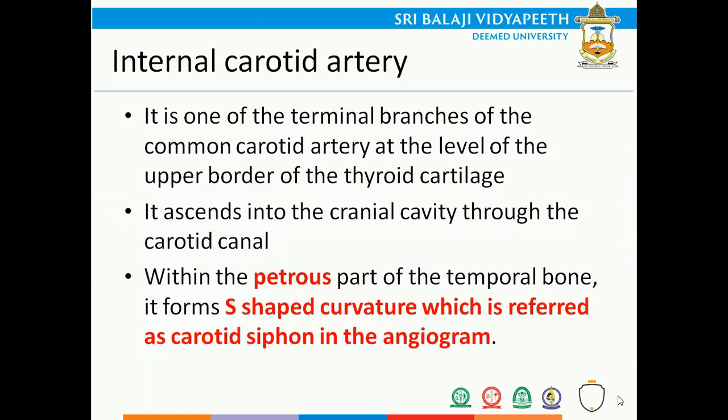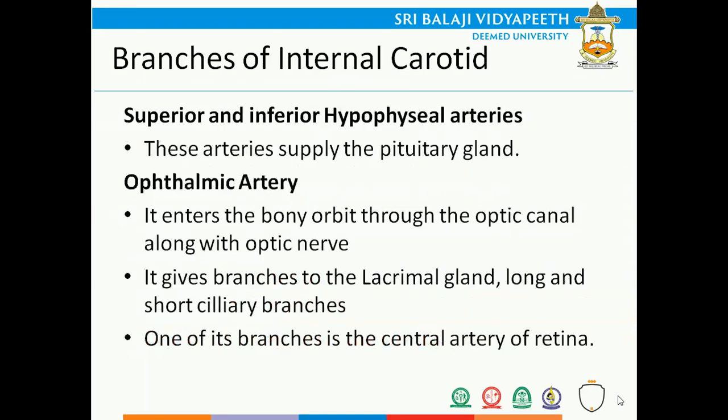The carotid siphon is the S-shaped pooling of blood, which is clearly visible in the angiogram when you do a cranial angiogram. So there, the internal carotid artery will form an S-shaped siphon-like structure, and later it starts to give its branches. This carotid siphon is present within the petrous part of the temporal bone.